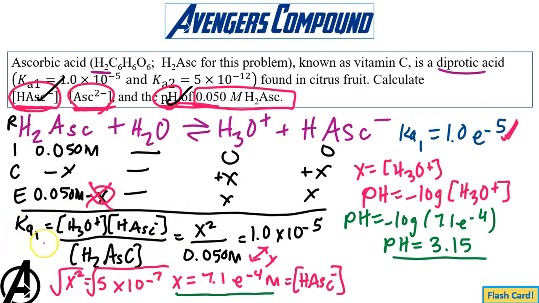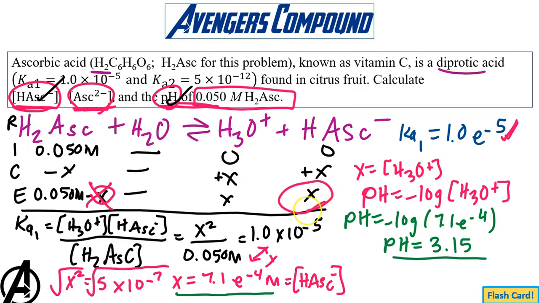So I say Ka1 is going to equal X squared divided by 0.050 molar. This entire thing is equal to the Ka1 value, which is 1.0 times 10 to the negative 5. Of course, I'm going to effectively cross multiply here. When I cross multiply, I get 5 times 10 to the negative 7. To solve for X, I'm going to take the square root of both sides. I get X is equal to 7.1 times 10 to the negative 4.